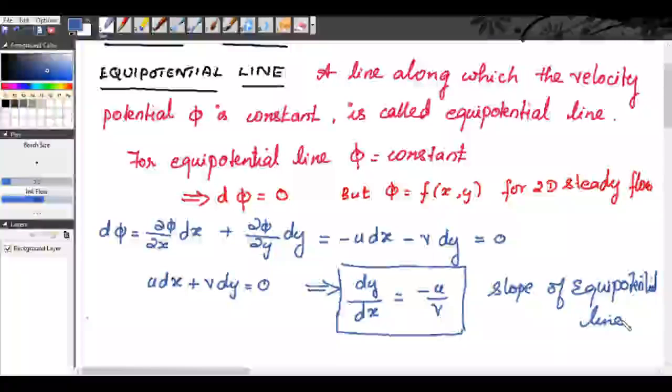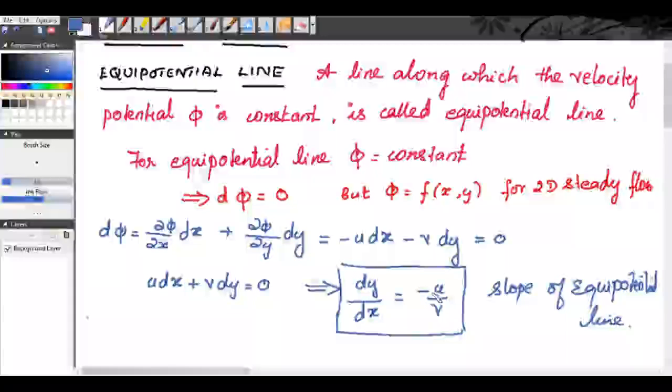Okay, so equipotential line means everywhere throughout the line your velocity potential is constant. So since it is constant, its derivative is equal to 0. We are rewriting this d phi in terms of u and v, so that we get the slope of the equipotential line, dy by dx is equal to minus u by v. Very, very important. dy by dx for an equipotential line is equal to minus u by v.